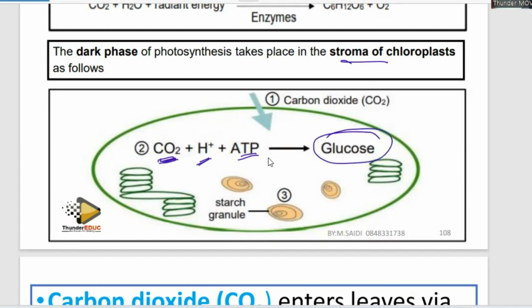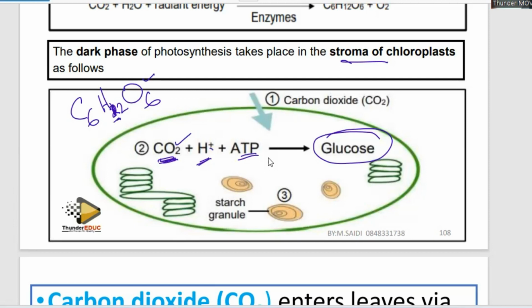Glucose is formed. So what is the function of carbon dioxide? Don't forget that the formula of glucose is C6H12O6. We have the oxygen from this carbon dioxide, and we have the hydrogen from this.